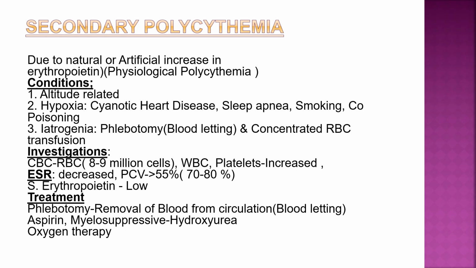Investigations: RBC 8 to 9 million cells per cubic millimeter, WBC and RBC increased and ESR decreased, PCV increased, serum erythropoietin low. Treatment: phlebotomy, removal of blood from circulation, that is called bloodletting. Drugs can be aspirin, myelosuppressive drugs like hydroxyurea, and oxygen therapy.